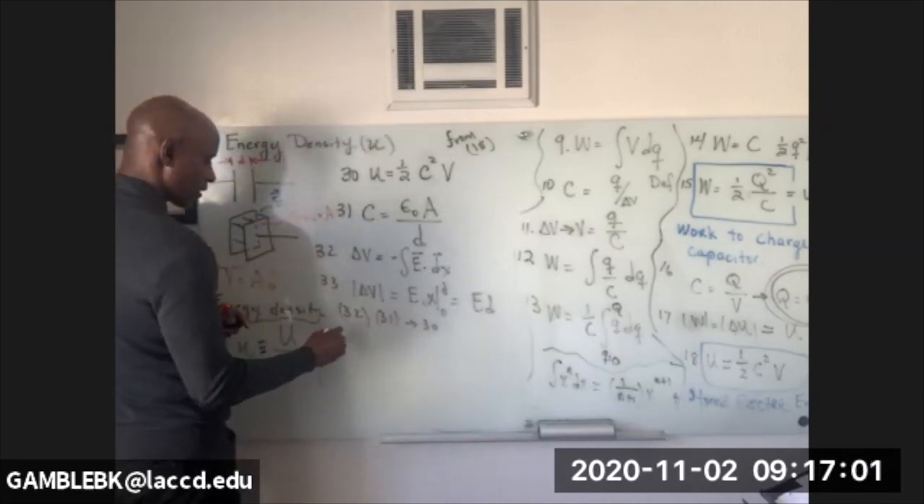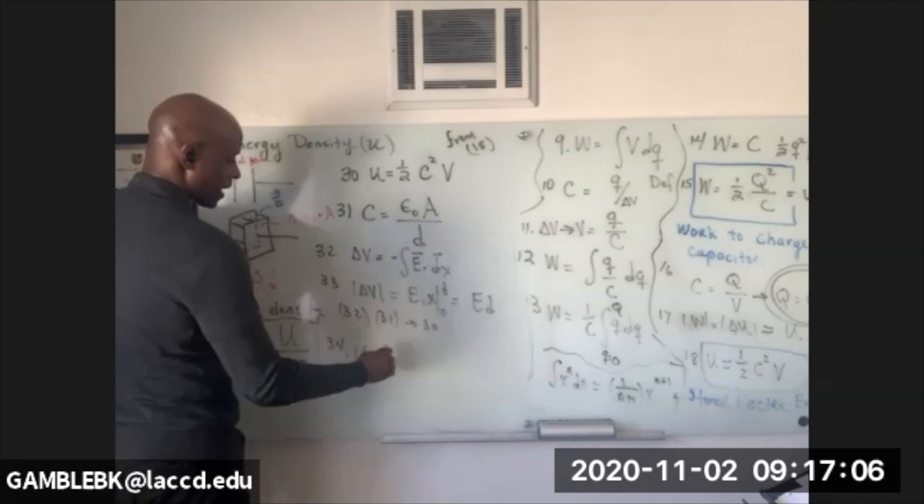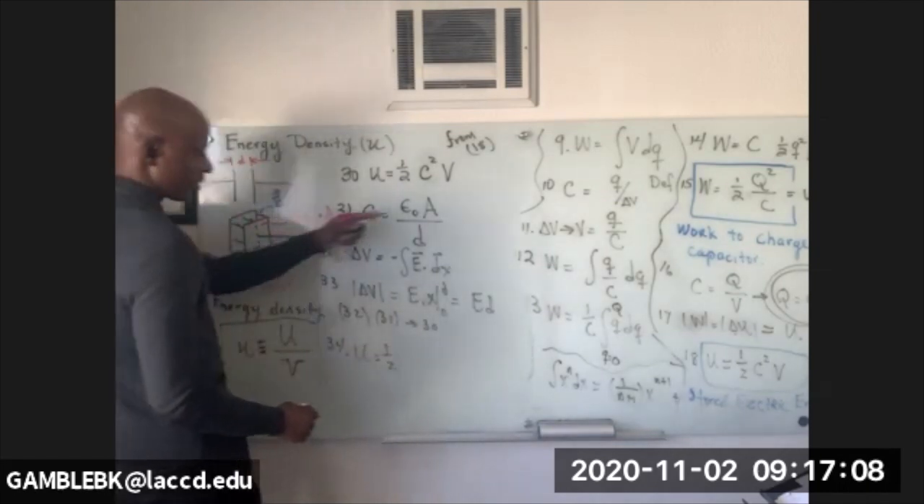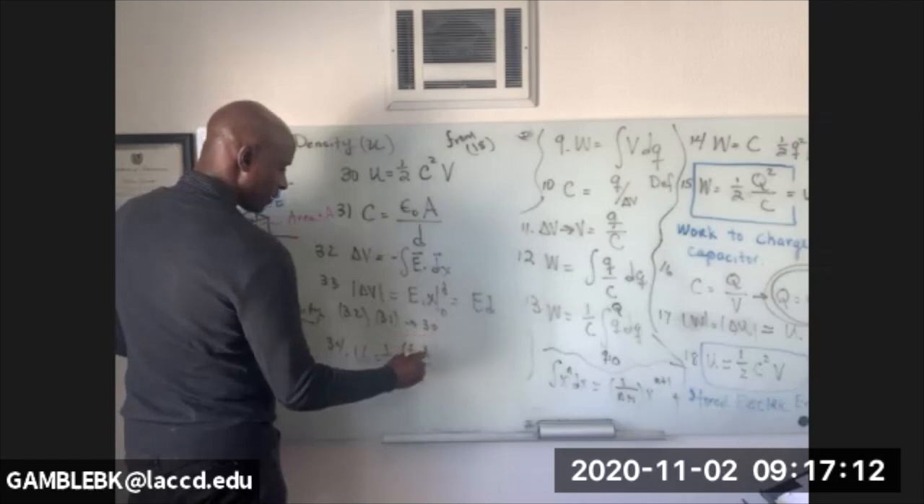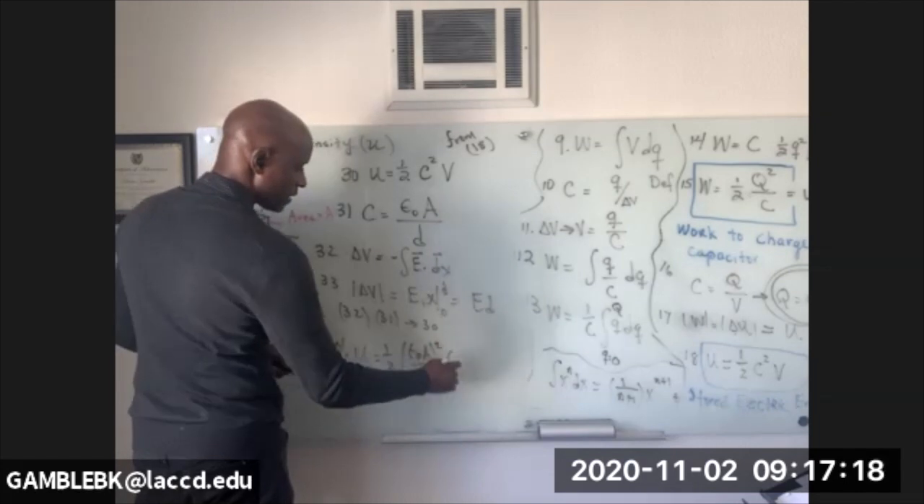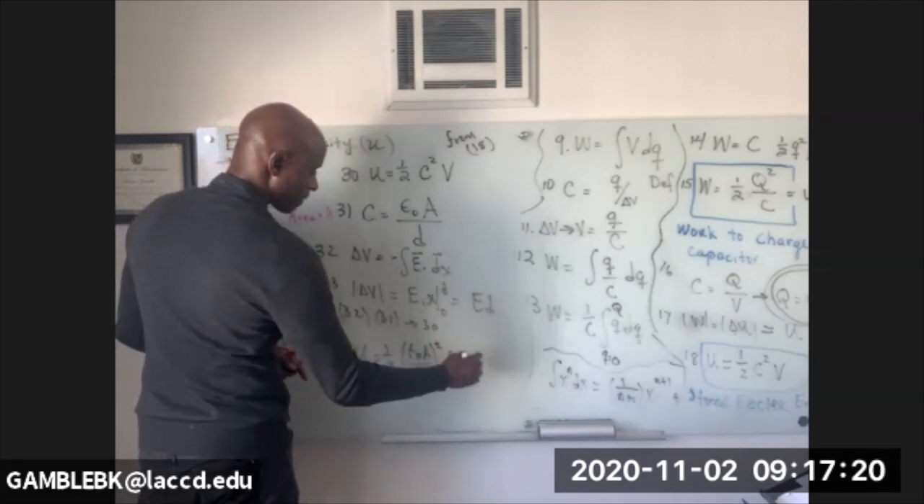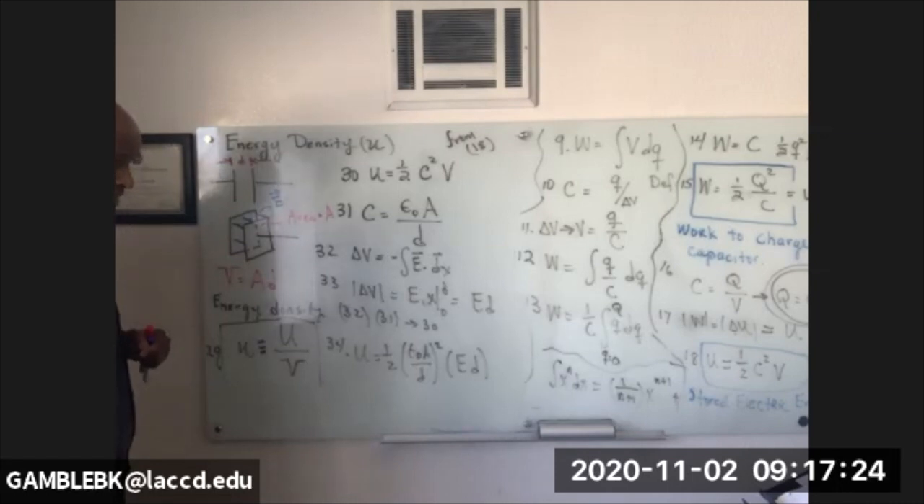So 34 then, and we're going to get that the energy is equal to 1/2. Now the C is this thing, so that's going to be epsilon naught A over D squared times delta V, or V, which is E times D. Okay. And so then I guess we just have a bunch of algebra, right? Or did I do that right?